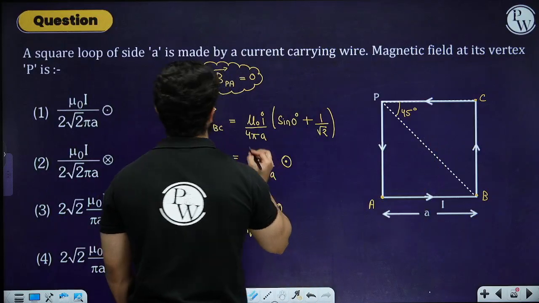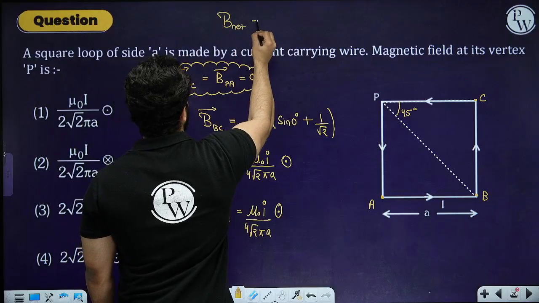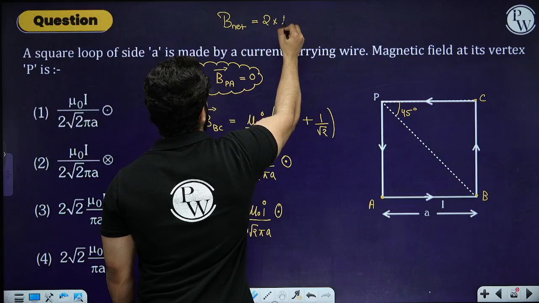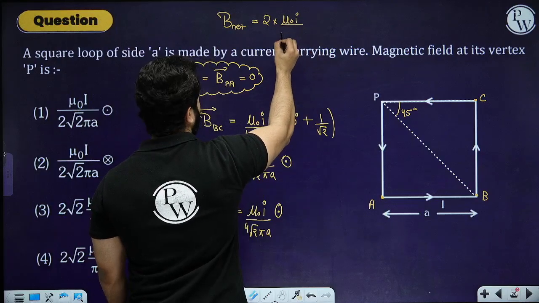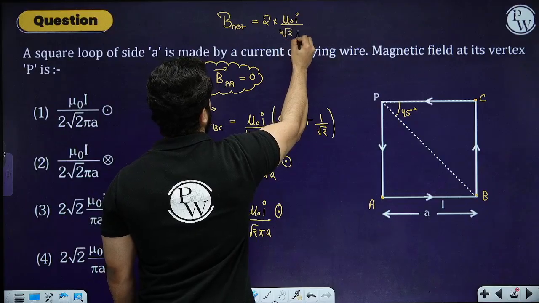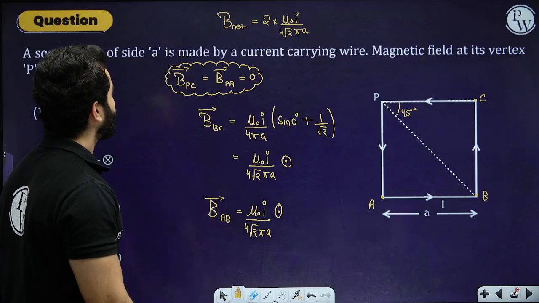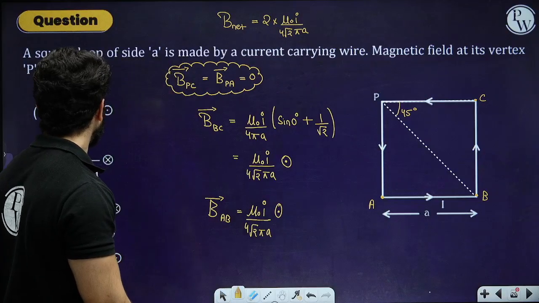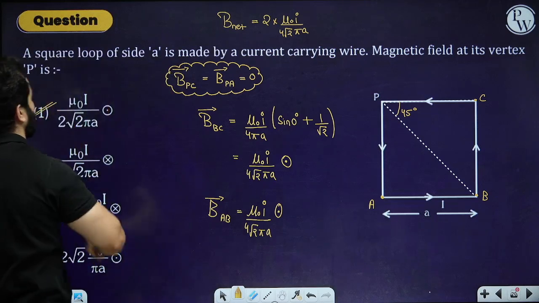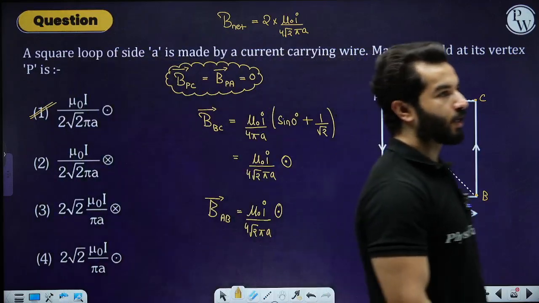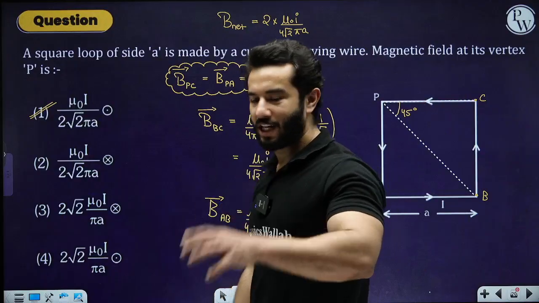So the net magnetic field will be 2 times mu naught I upon 4 root 2 pi a. So that will be 2 mu naught I upon 2 root 2 pi a, dot. So option A is going to be absolutely correct. Option A. Fine, everything's clear. Quickly tell me in the chat box if everything's clear.